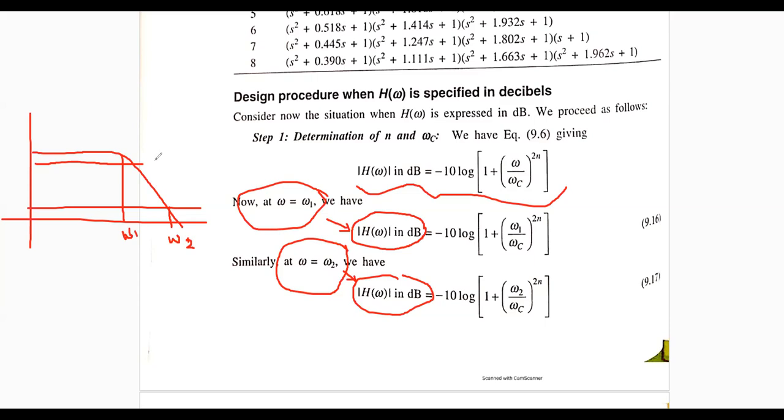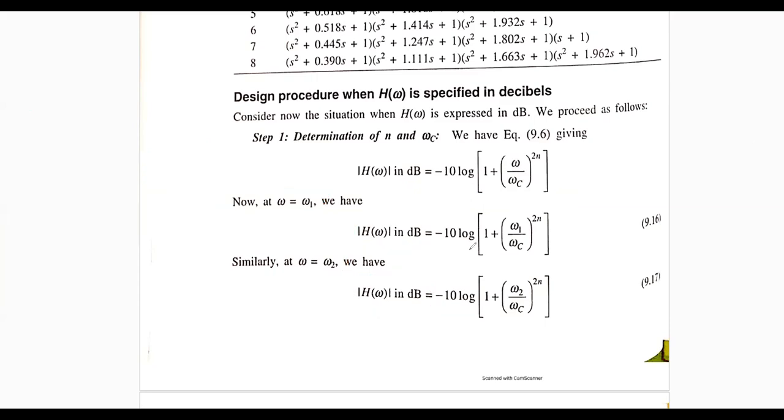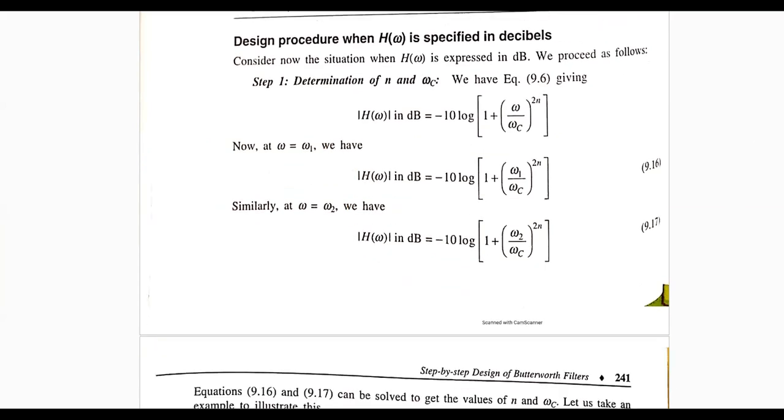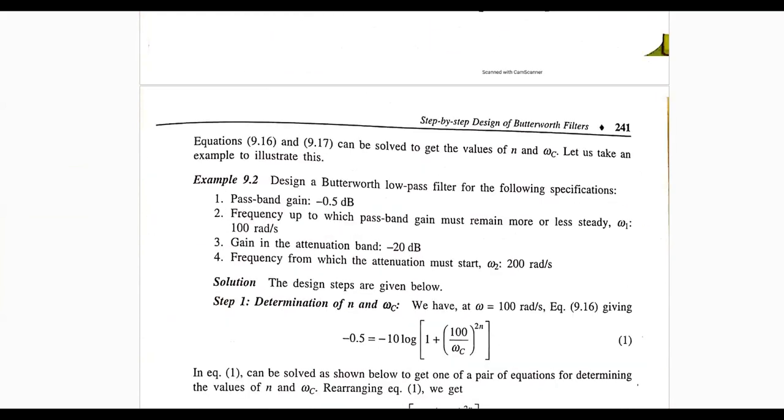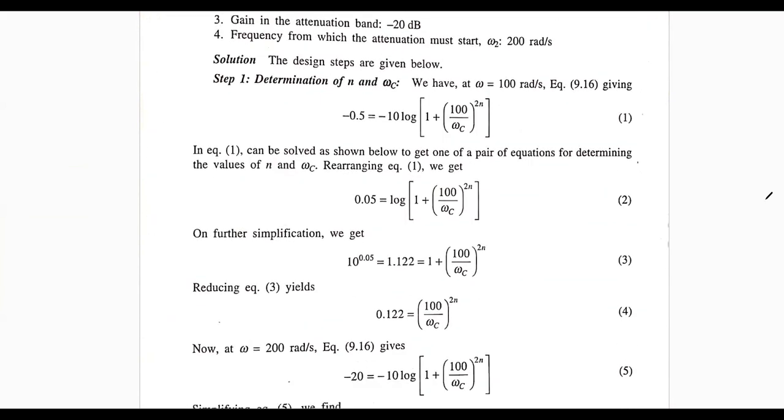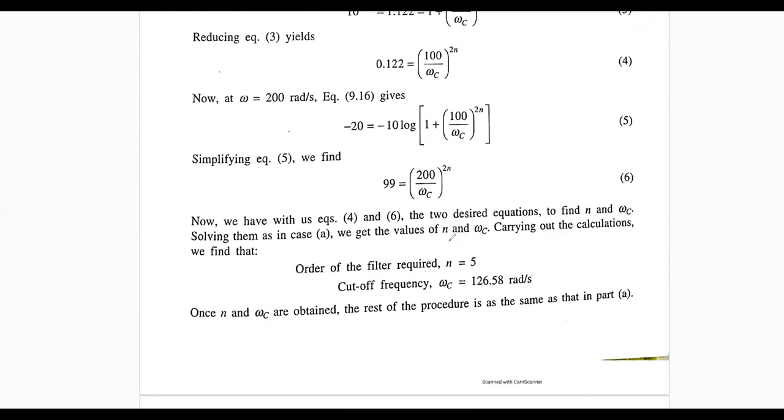Based on that, the cutoff frequency will be calculated. Omega c will be calculated, and also the order of the filter will be calculated. That has already been discussed last day. The same thing we have done here. So we have two equations. From those two equations, we need to find the fundamental equation from which we can find the value of n.